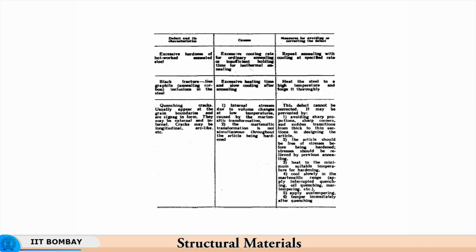Then we have black fracture or free graphite present, which occurs as inclusion in the steel. This is again due to excessive heating time and very slow cooling after annealing. Basically the free carbon generation or black fracture or presence of graphite is the outcome of too much time being available for diffusion. So you have high temperature and a large amount of time available, and that is how diffusion is facilitated.